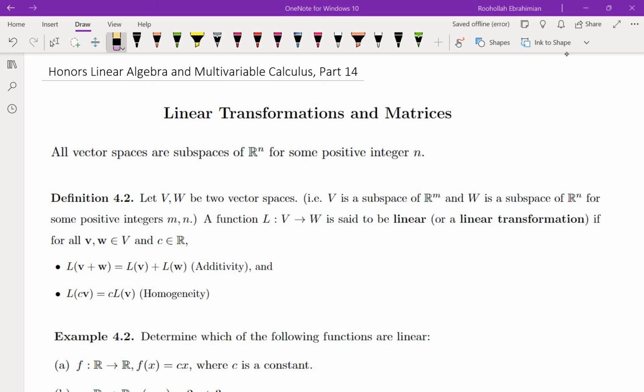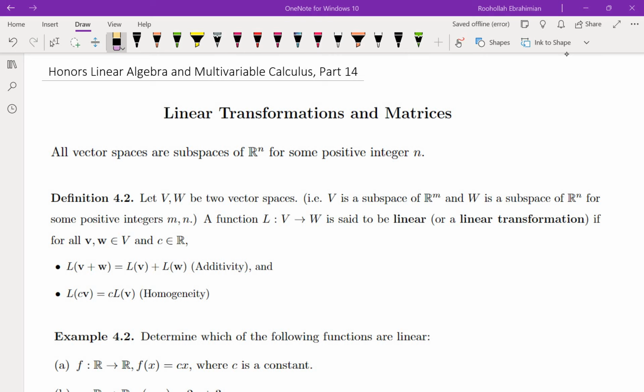Hello, in this video we're going to talk about linear transformations and matrices, and in the next video we're going to also talk about how linear transformations are related to matrices in more specificity. So all vector spaces in this section are going to be subspaces of Rn. Whenever I say something is a vector space, it means it's a subspace of Rn for some n.